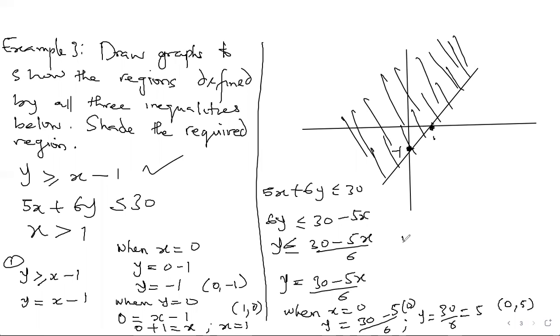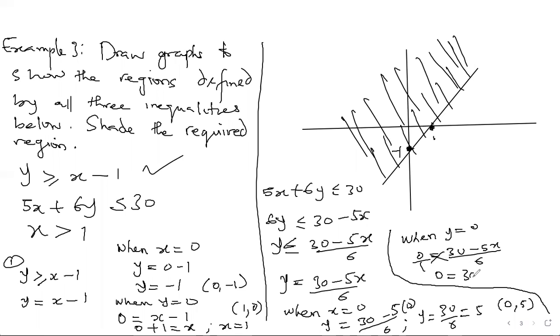I can get that by setting y to be 0. So when y is 0, I go to this equation: 0 equals 30 minus 5x over 6. If I cross multiply, then I have x times 0 is 0, 30 minus 5x. Then I move this 5x to the other side, 5x will be 30, divided by 5. Then x will be 6. That means I have another coordinate, 6, 0. Then I can plot that line.